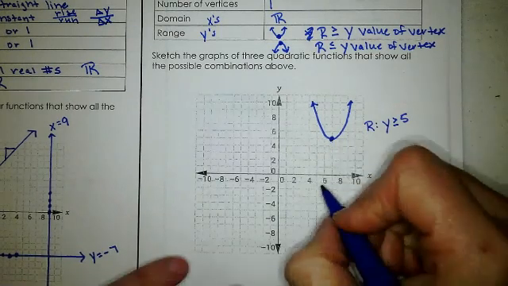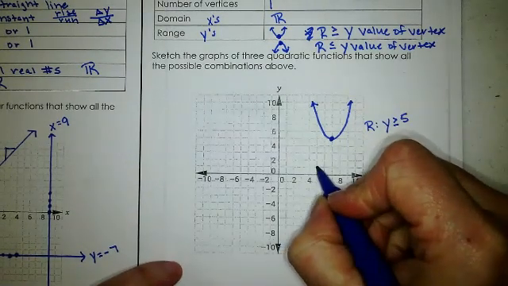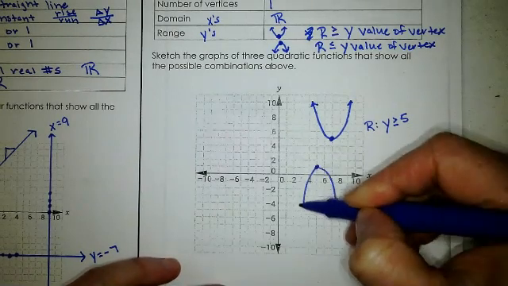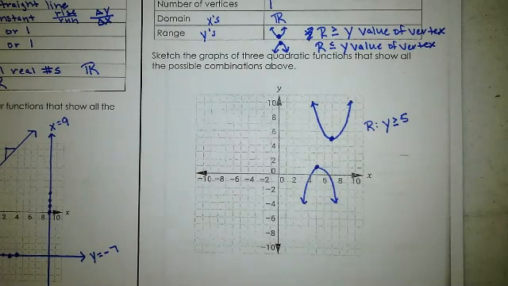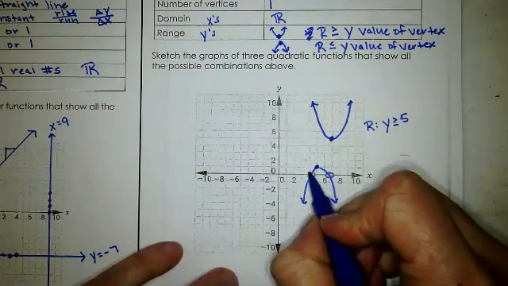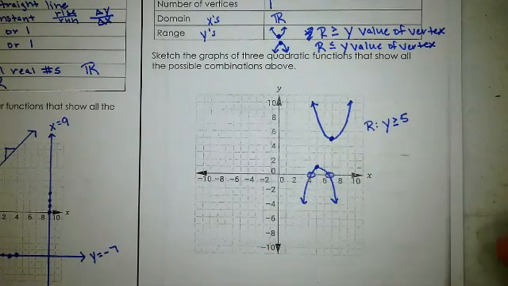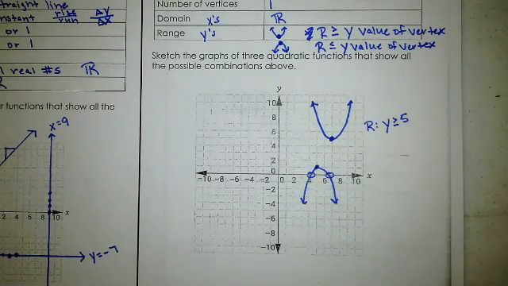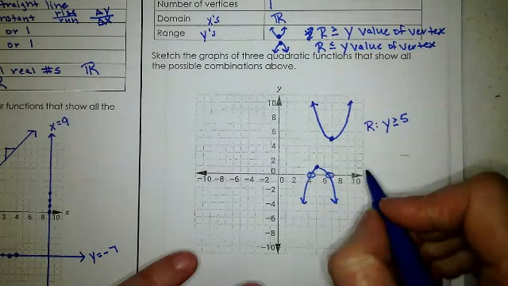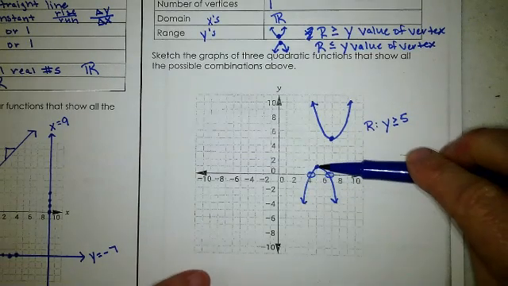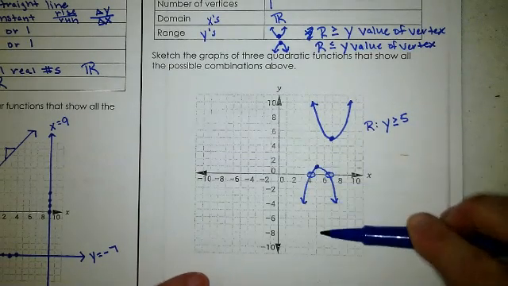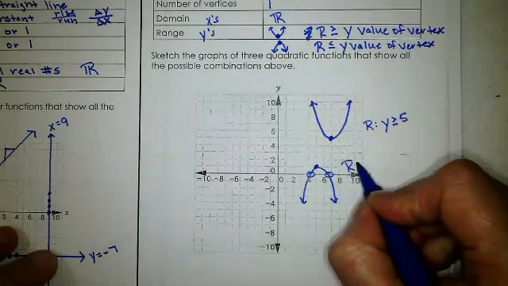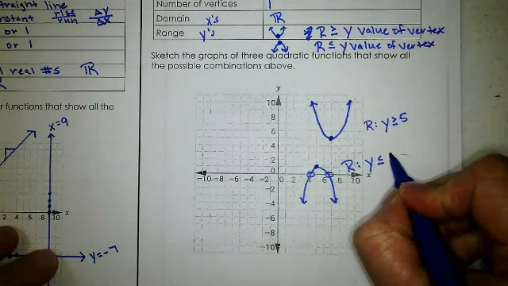You could have a graph, maybe your vertex is at 5, 1, and this one opens down. So this parabola or quadratic would have 2 x-intercepts. This branch would eventually cross the y-axis, so it would have 1 y-intercept. And your range looks like you can get any number 1 and below. You're never going to get a y value of 2 or 3 because the graph doesn't exist there. So your range, y would be less than or equal to 1.